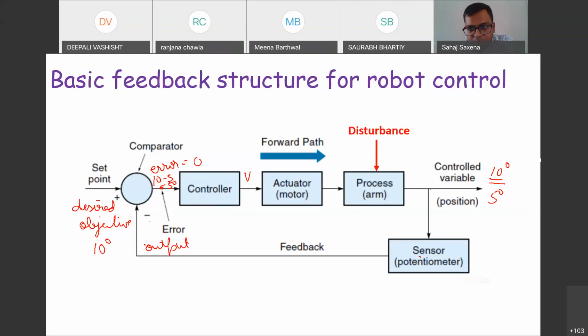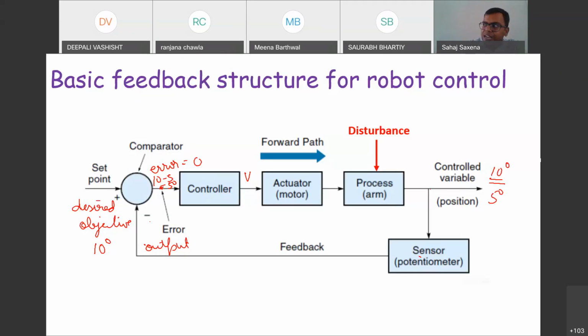Also, one more thing, we have a disturbance. What do you mean by disturbance? Disturbance means suddenly a wind will blow, so it will disturb the motion of an arm. If I want to move in one particular direction and it is not moving in that direction because of the wind, then we call it a disturbance, and we are losing our track. So we are maintaining the tracking problem. So this is a tracking problem.